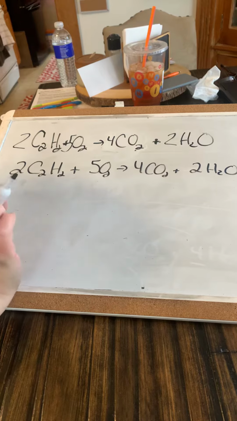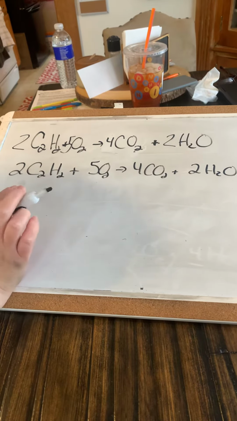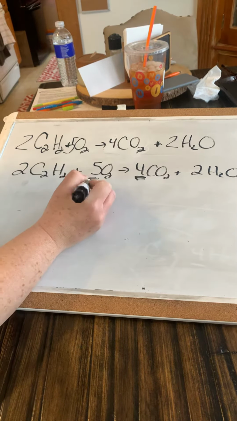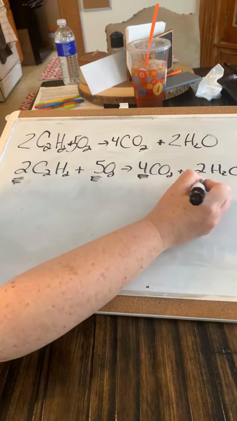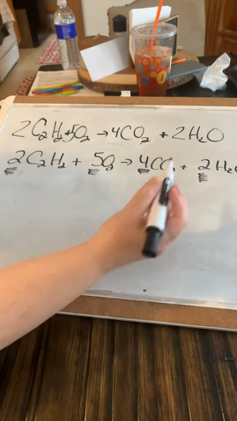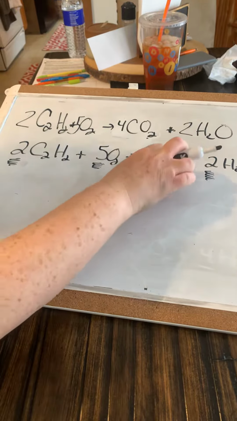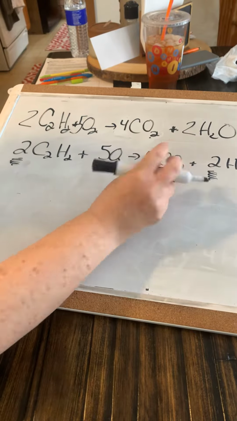Again, you never, ever, ever want to add a subscript. You have to add a coefficient. These are what you're adding. You're not going to add a subscript. So don't let me see you do this. You can't do that. Okay? You got to put a 4 there.